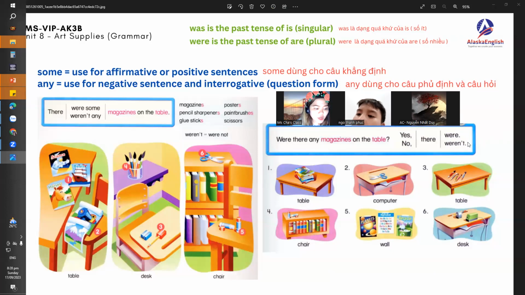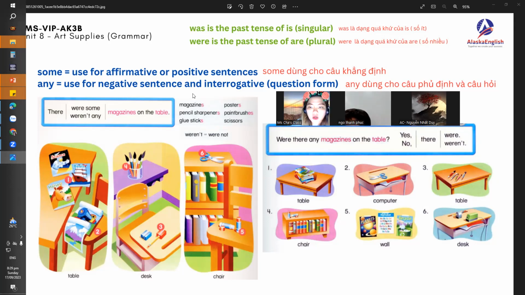Again, for this evening, we are going to continue the topic that we're discussing, which is Unit 8 Art Supplies. From last time, we were able to talk about grammar, the use of some and any. The topic we're highlighting in this lesson is grammar. We focus on the simple past: was is the past tense of is for singular, and were is the past tense of are.